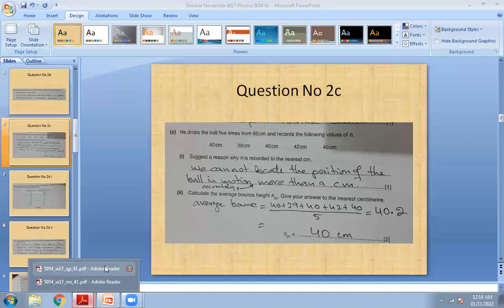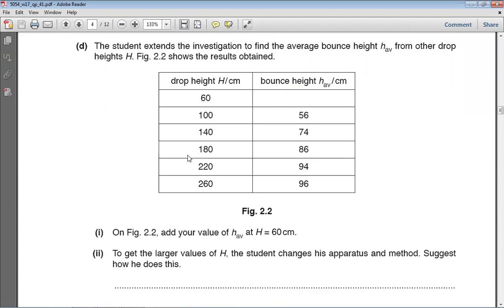Then they say the student extends the investigation to find the average bounce height from other drop heights. Figure 2.2 shows the results obtained. He dropped the ball from 60 centimeter height, 100, 140, 180, 220, and 260 centimeter height, and he notes the height of the bounce. They have noted that in the table.